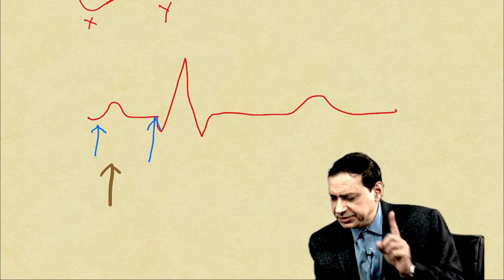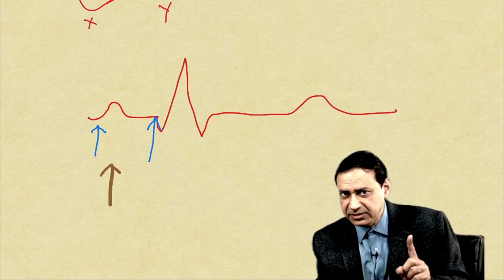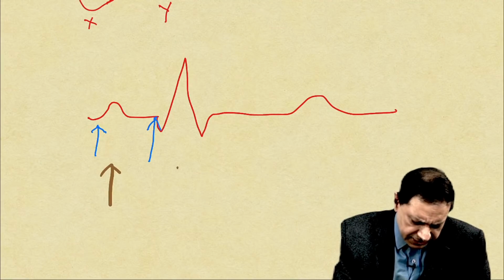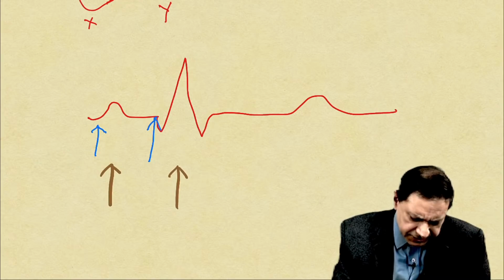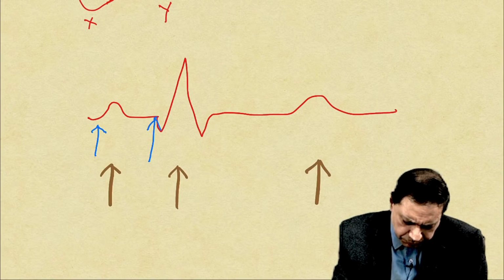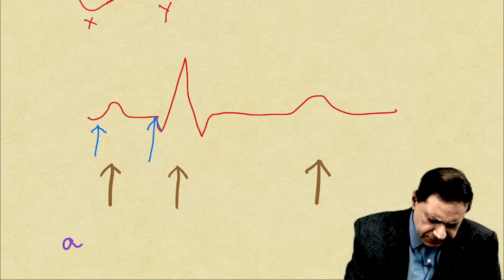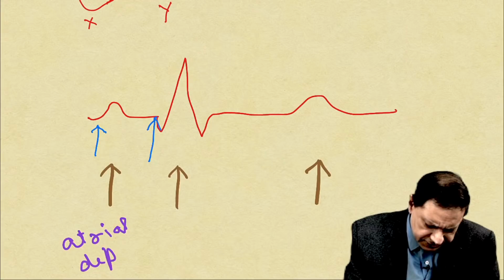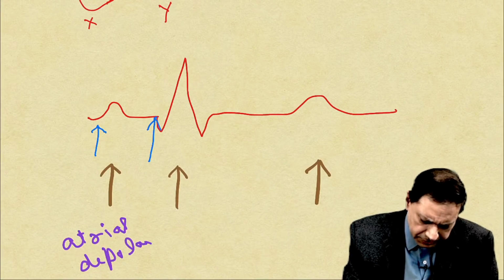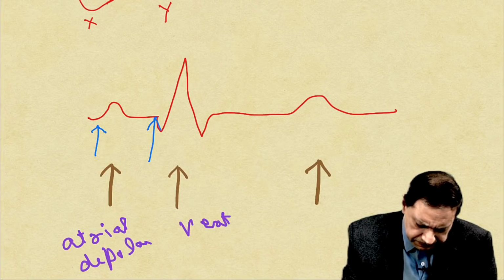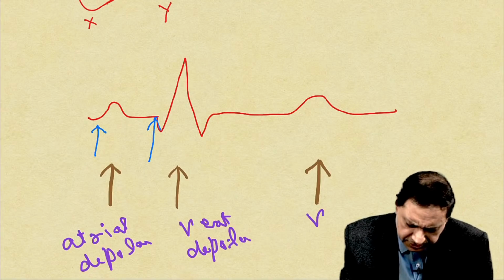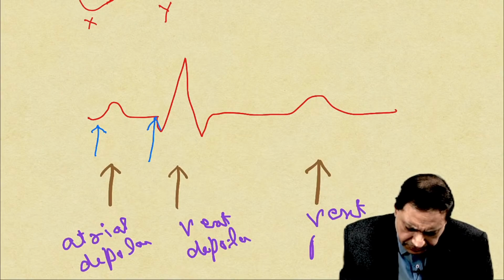Atrial depolarization. Okay? Atrial depolarization. And this thing represents ventricular depolarization, and this is ventricular repolarization. Okay, this is atrial depolarization. This is ventricular depolarization, and this is ventricular repolarization.